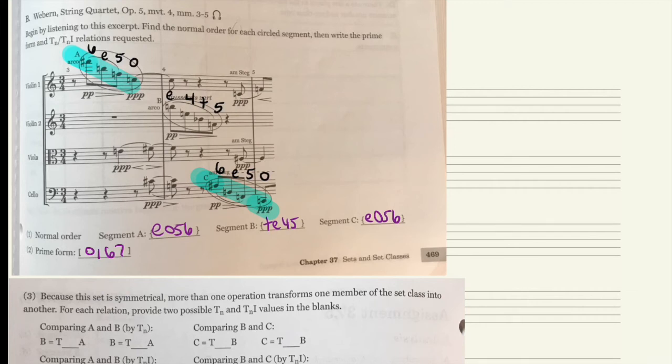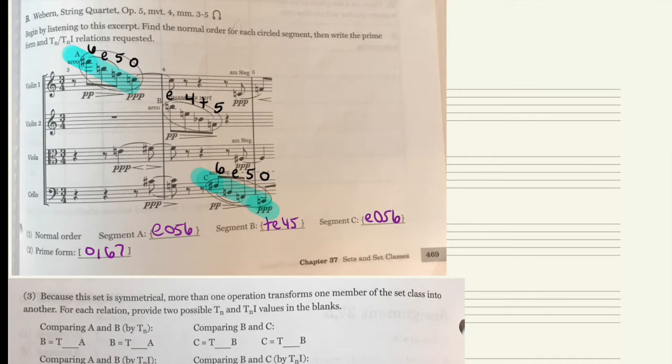A number of you had questions about workbook assignment 37.5, the second section where you had to say how some sets were related. They were symmetrical sets. So I just wanted to go through that with you. On the screen right now is the Webern excerpt. I've already put in the normal order that most of you got, and then the prime form for the sets is 0, 1, 6, 7.